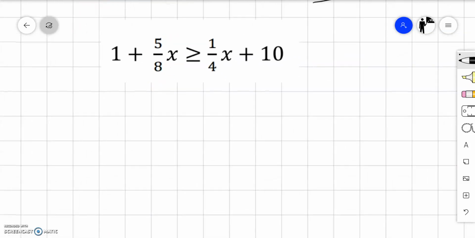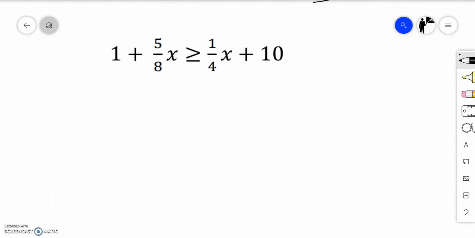Okay, lastly, here we've got an inequality involving fractions. So just as before, when we had to solve equations involving fractions, we're going to multiply throughout by the lowest common multiple of the denominators. And our denominators here are 8 and 4. So what's the smallest thing in the 8 and the 4 times table? Well, it's 8. I'm going to multiply this side by 8, and I'm going to multiply this side by 8.